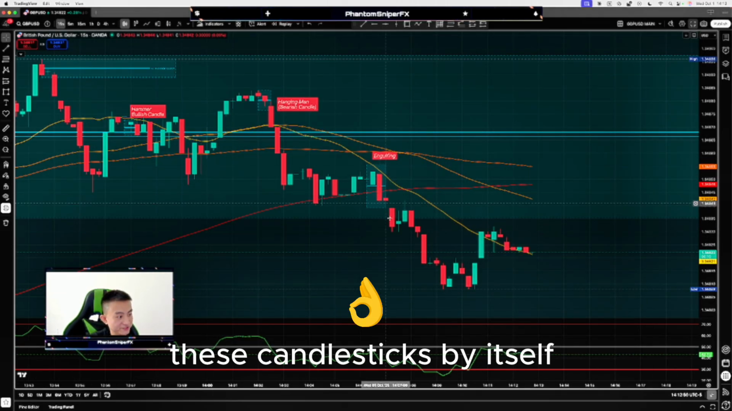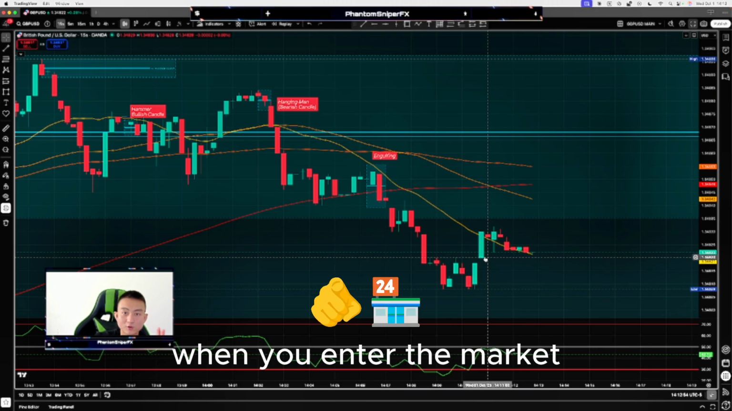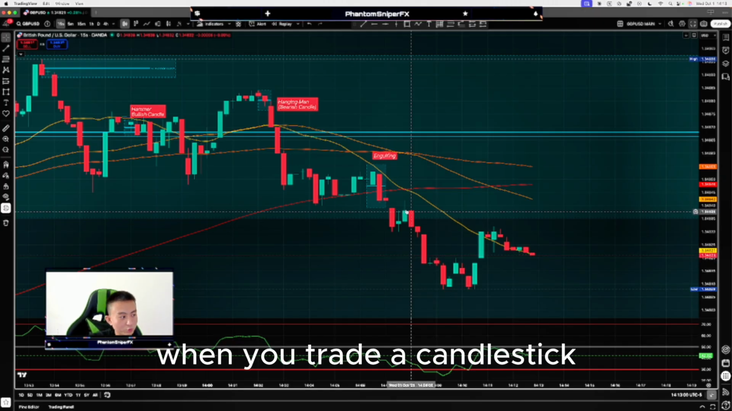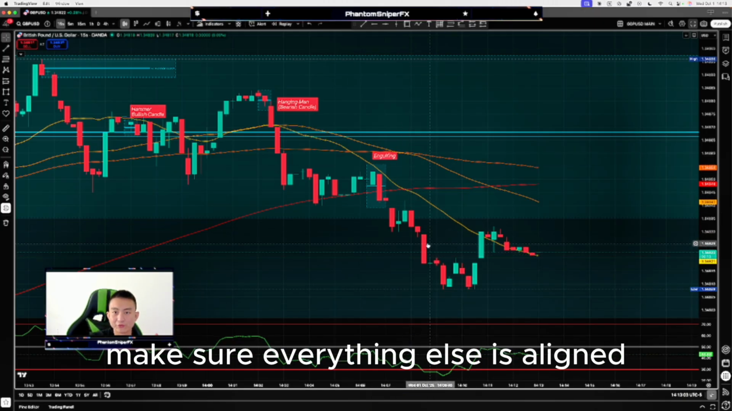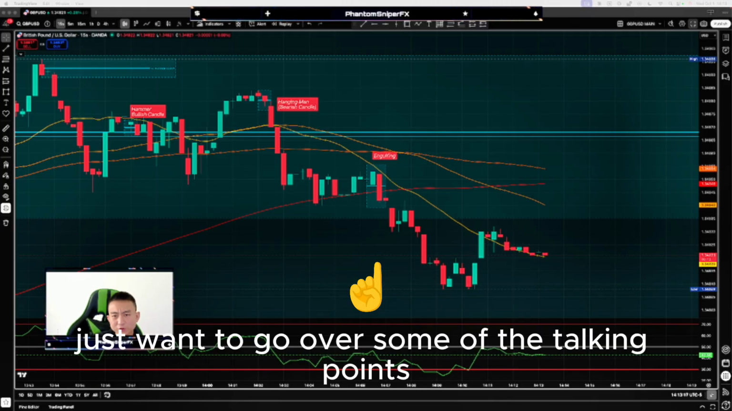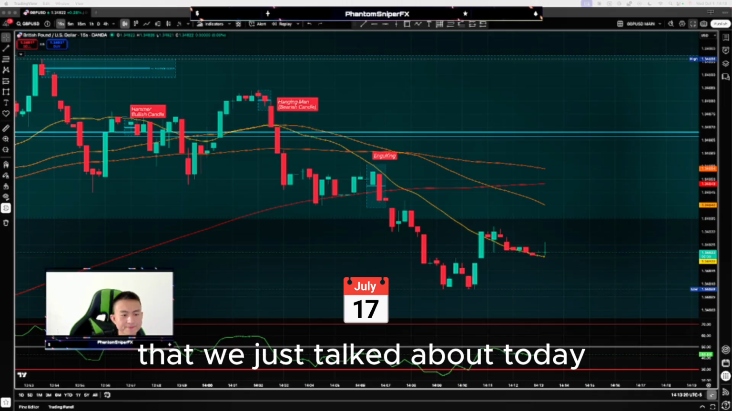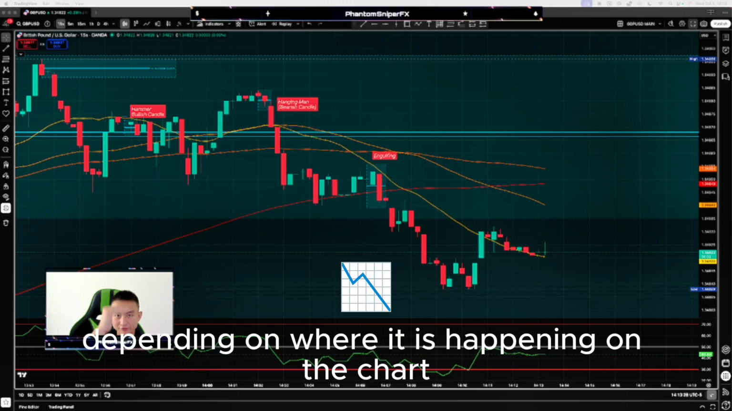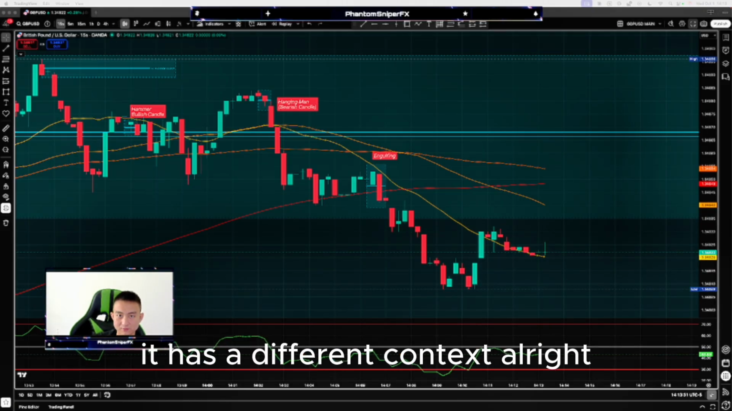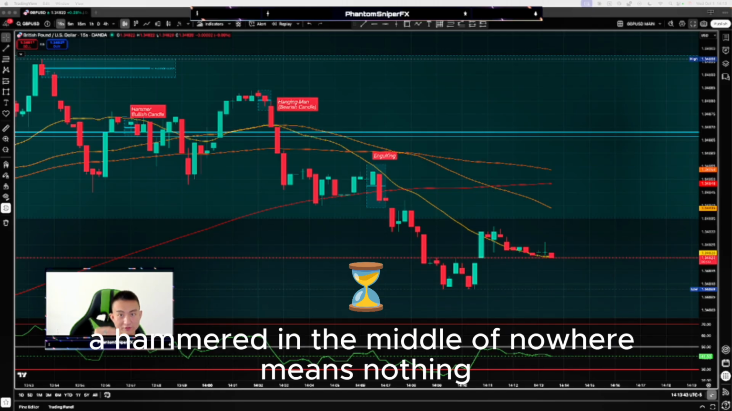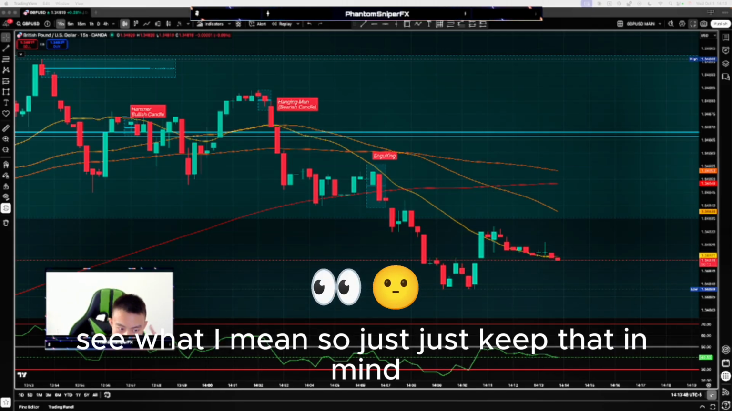Never trade these candlesticks by themselves. When you enter the market, you have to know why you're entering the market, and when you trade a candlestick, make sure everything else is aligned with your trading strategy before you enter. Just want to go over some of the talking points. Depending on where the candlestick is happening on the chart, it has a different context. A hammer at a support level means something. A hammer in the middle of nowhere means nothing. See what I mean? So just keep that in mind.